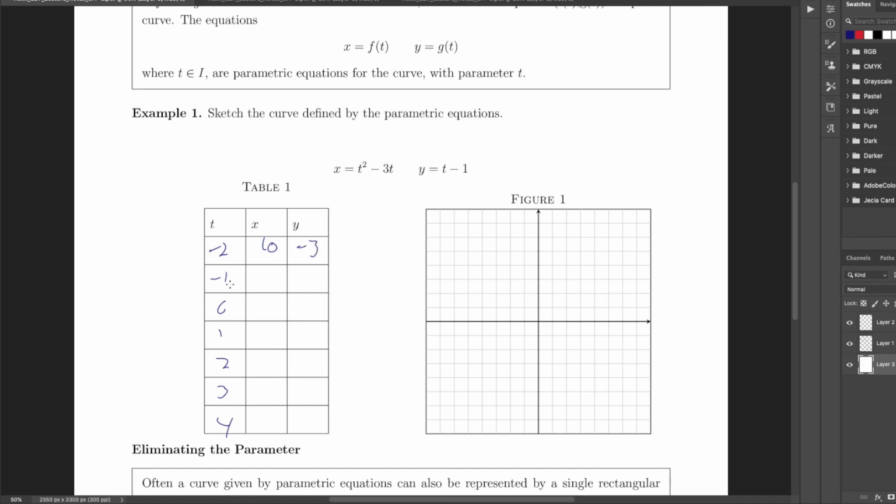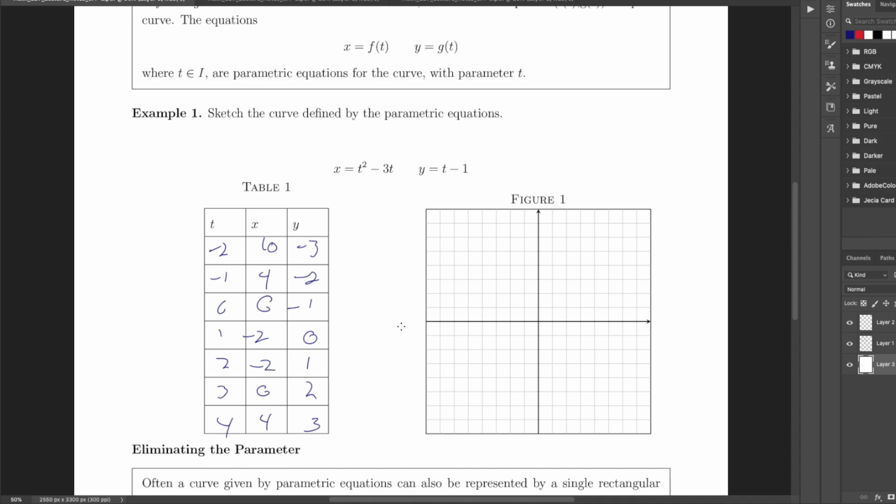Here we'll have -1. So -1 squared minus 3 times -1, so this will be 1 plus 3, so this will be 4. This gives us -2. Notice here this is just real simple. This is just -1, 0, 1, 2, 3. It just goes up by 1 each time. Here, if we actually crunch through this, it is 0, -2, -2, 0, and 4.